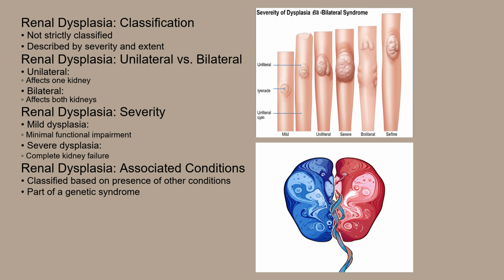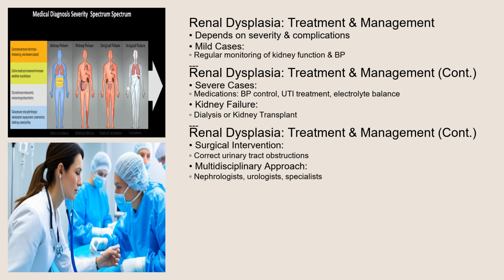Renal dysplasia isn't typically classified in a strict way, but it can be described based on the severity and the extent of kidney involvement. It can be unilateral, affecting only one kidney, or bilateral, affecting both kidneys. The severity can range from mild dysplasia with minimal functional impairment to severe dysplasia with complete kidney failure. We also sometimes classify it based on the presence of other associated conditions, such as being part of a genetic syndrome.